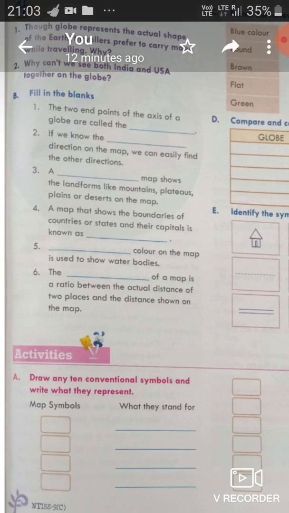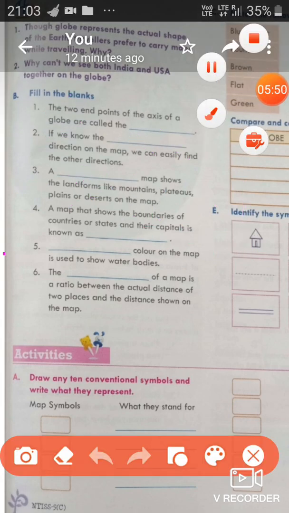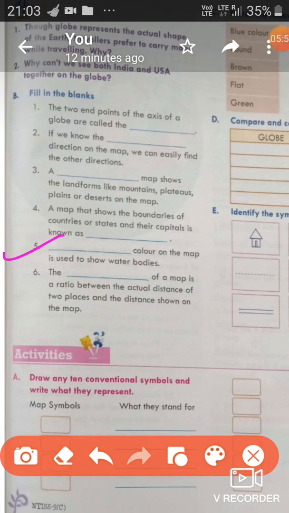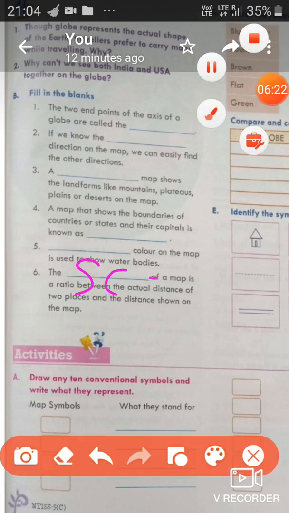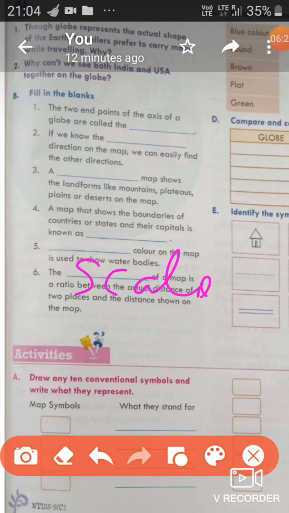After that next one is fifth one. A dash color on the map is used to show the water bodies. I think everybody must know that we use blue color on the map to show the various water bodies. The dash of a map is a ratio between the actual distance of two places. What is the thing we use for actual distance and distance shown on map? That is scale, right? So scale. So these are the answers of fill-ups.